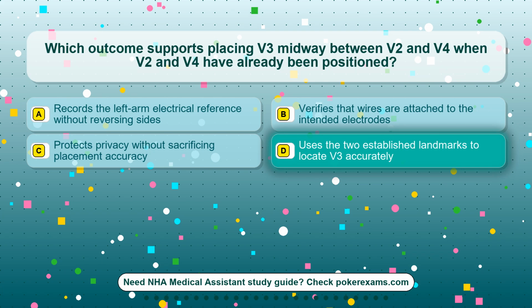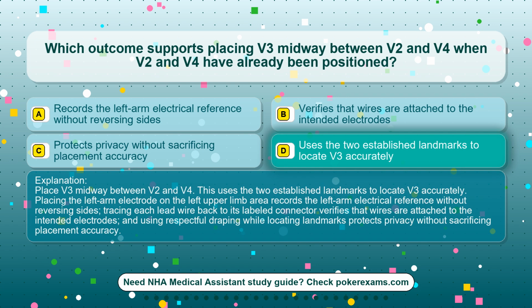The correct answer is option D, uses the two established landmarks to locate V3 accurately. Place V3 midway between V2 and V4. This uses the two established landmarks to locate V3 accurately. Placing the left arm electrode on the left upper limb area records the left arm electrical reference without reversing sides. Tracing each lead wire back to its labeled connector verifies that wires are attached to the intended electrodes. And using respectful draping while locating landmarks protects privacy without sacrificing placement accuracy.